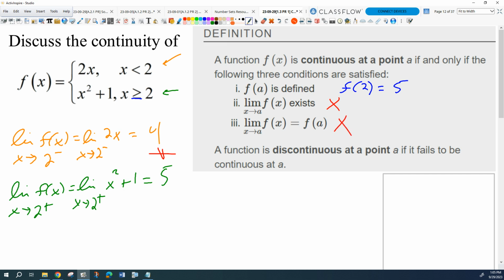So what do you think this thing is going to look like then? The function was defined, but the limit didn't exist. The fact that the limit didn't exist, what's that telling us about the type of discontinuity we're probably going to see here?